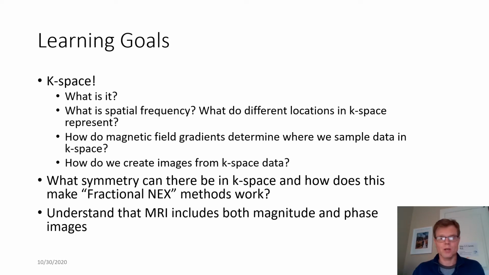And then we're going to go into a couple more specific topics. What symmetry can there be in K-space, and how does this make so-called fractional echo methods work? And then understand that MRI includes both magnitude and phase images, just like the example I just showed.